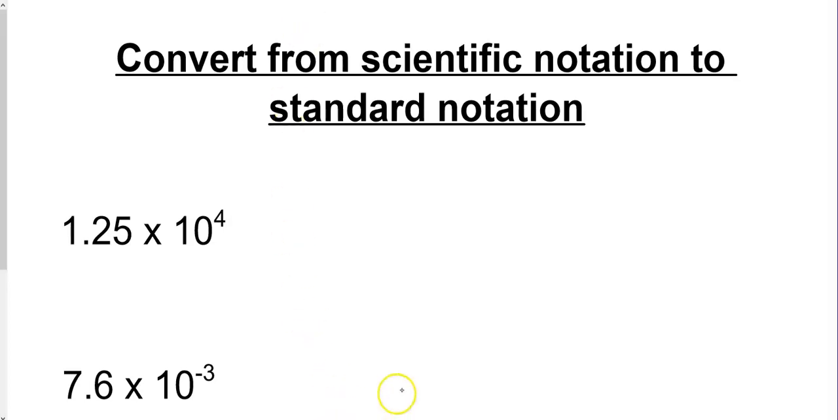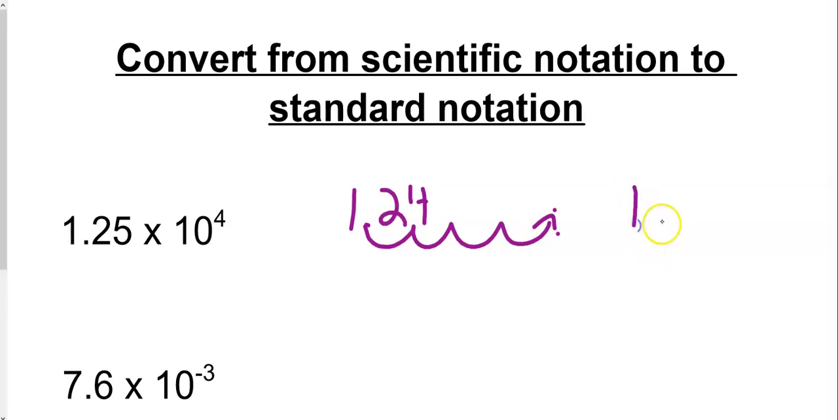Okay, so 1.24, because it's a positive exponent, we have to undo the movement from the right. So we went 1, 2, 3, 4. So there's our decimal. So what is our number? 12,400, because we put zeros into those extra hoops that didn't have a number.